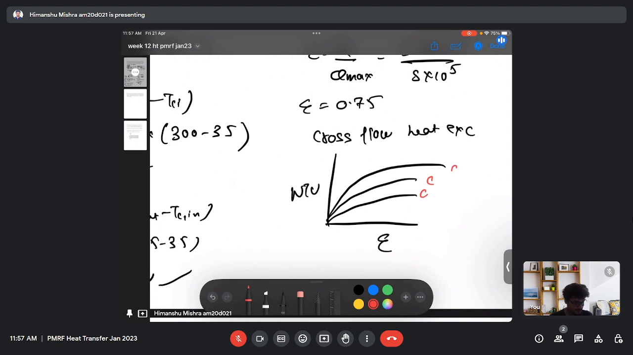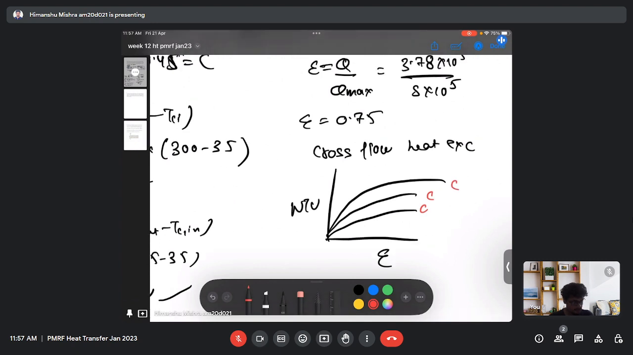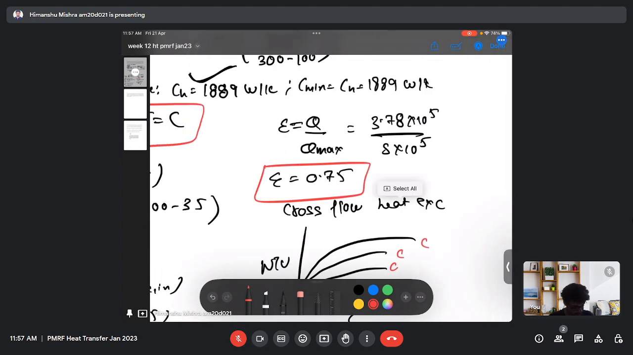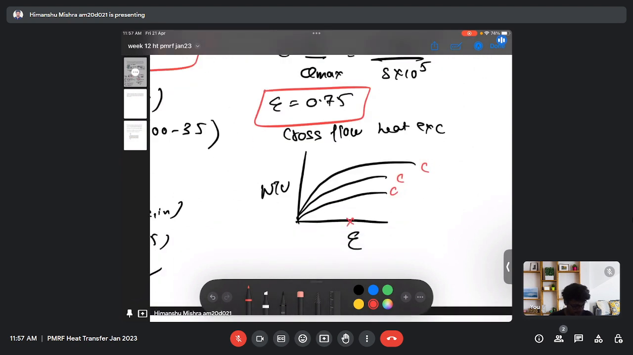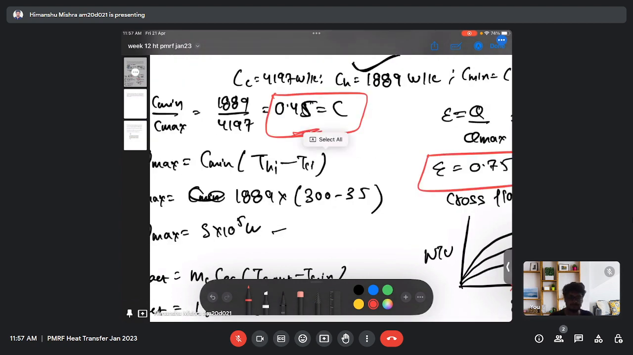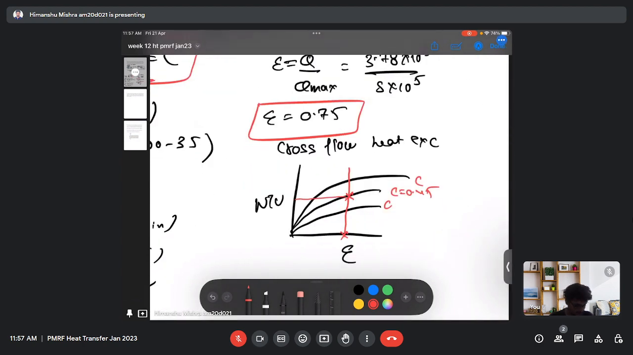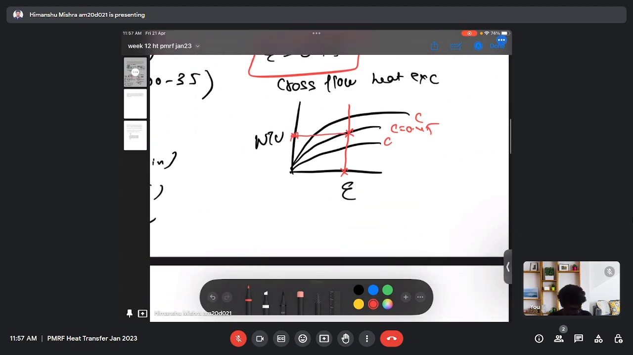This is for different values of heat capacity ratio. So we know effectiveness, which is 0.75, and we know the heat capacity ratio, 0.45. So let's say this is my 0.75 effectiveness, and this is my 0.45 heat capacity ratio. So I can calculate my NTU from the graph. In the first question, we have done the same thing for the cross flow heat exchanger. So from the graph, my NTU will be 2.1, let's say.